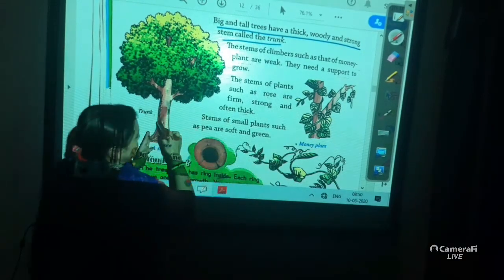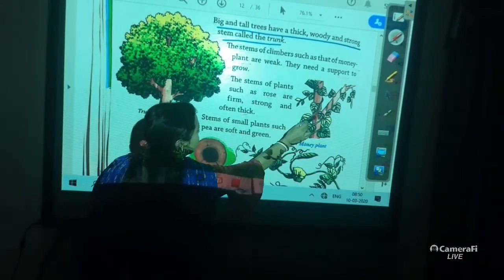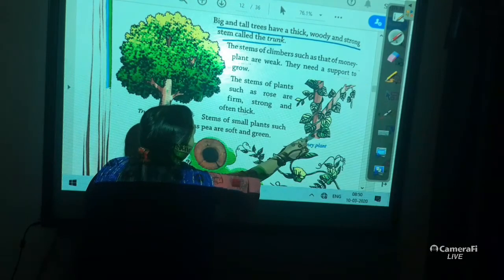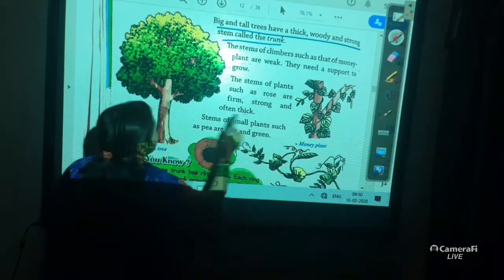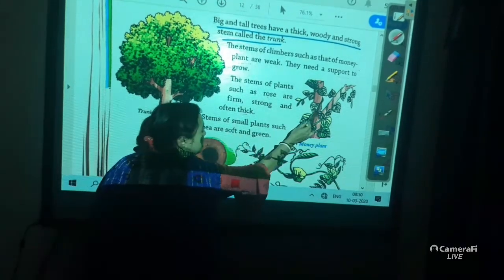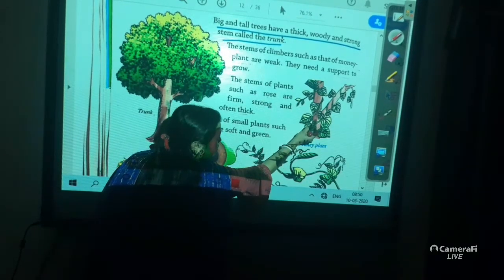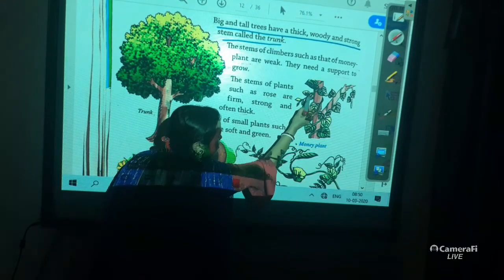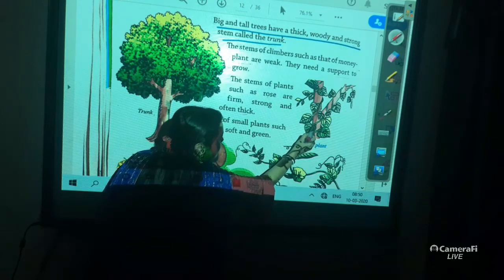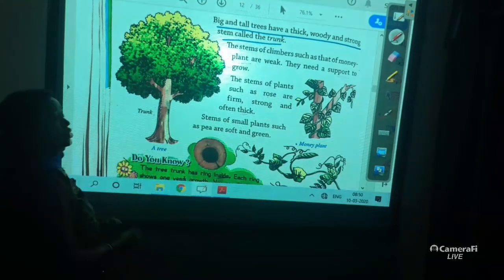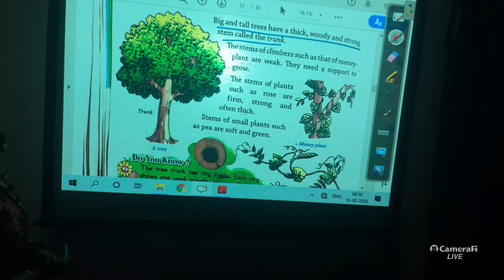Tree से इस plant का जो stem है वो थोड़ा weak है, ठीक है? And that's why they need a support. ये देखो, ये वाला support है, ये वाला इसका stem. All of you see it very carefully. This thinner portion is the stem of this plant. So the stem of the money plant is very weak, so they cannot stand straight by their own. They need help to grow and stand straight.